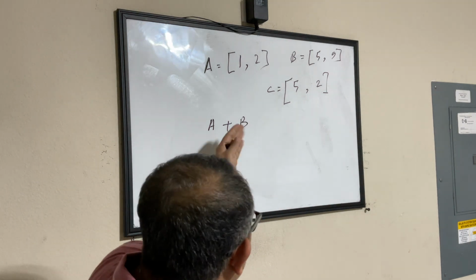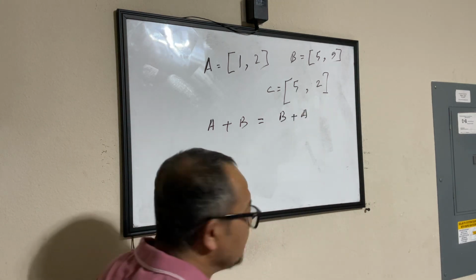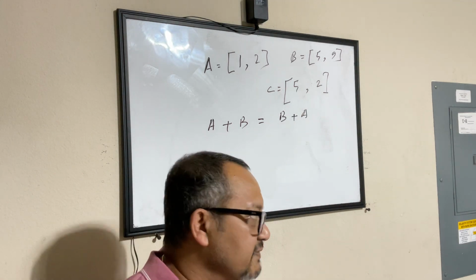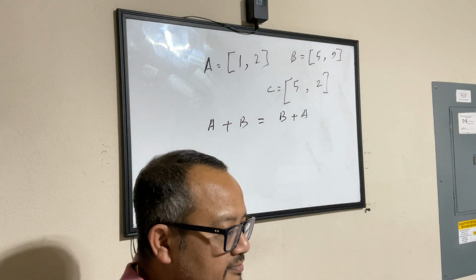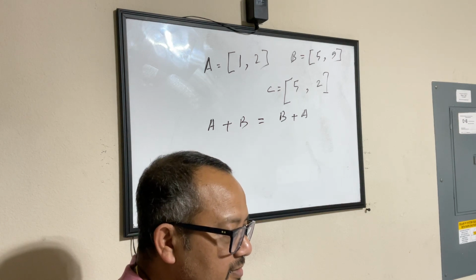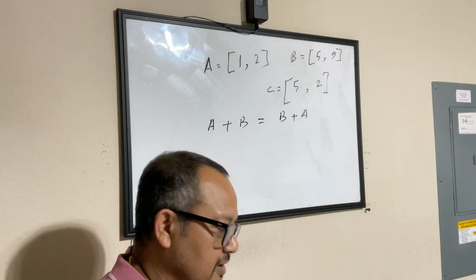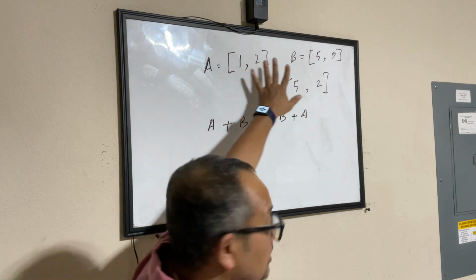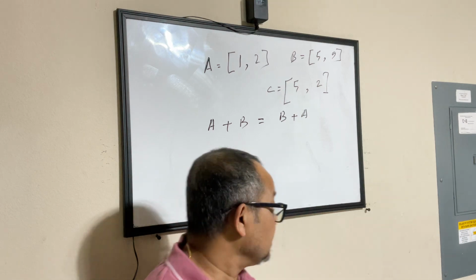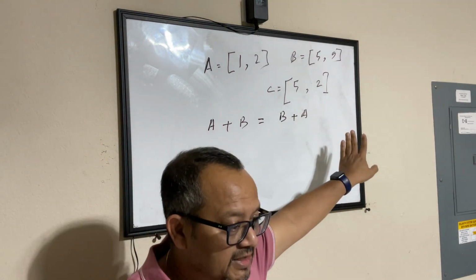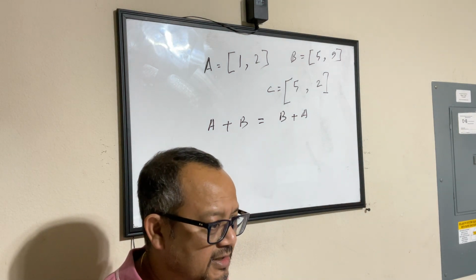If I say A plus B and B plus A, will they be the same, or is there a possibility where A plus B will not be equal to B plus A? You know what we mean by A plus B, right? We are adding the terms in the matching positions. If I am doing A plus B or B plus A, both should ideally be the same thing, correct?